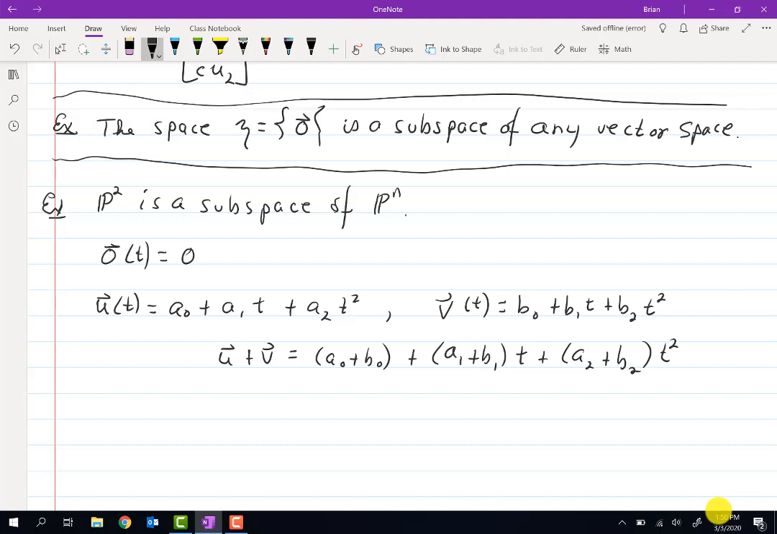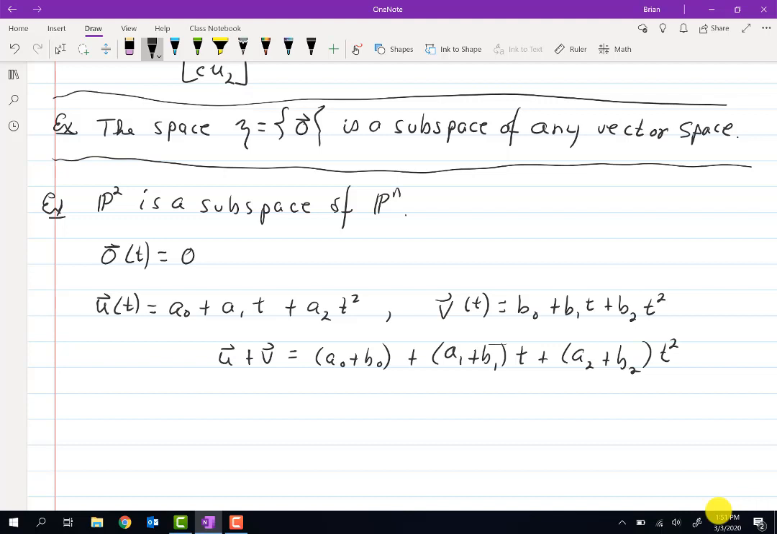And what results here is a polynomial whose degree is less than or equal to 2. Now remember, if a1 is the negative of b1, it could wipe out that particular t. Or if a2 happens to be the negative of b2, we may get a polynomial whose degree is less than 2. But it remains that no matter what we do with these polynomials, as far as adding and multiplying by a scalar, we'll never get a polynomial whose degree is bigger than 2.